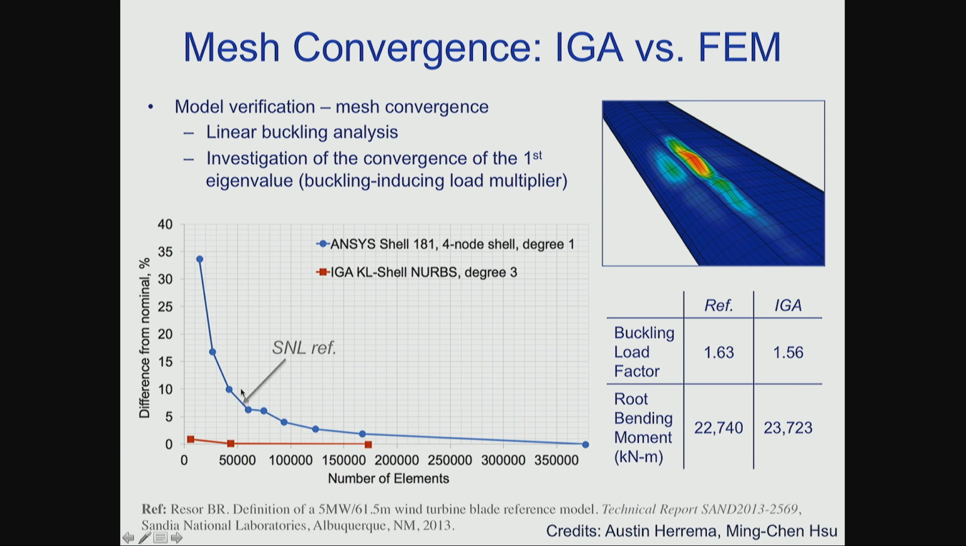This is the same structure analyzed at Sandia National Labs with ANSYS, with a 4-node shell with 6 degrees of freedom per node. This is done with a rotation-free shell. You don't need rotations when you have smooth basis functions. So you only have 3 degrees of freedom per element here. So for equal numbers of elements, these have even half as many degrees of freedom.